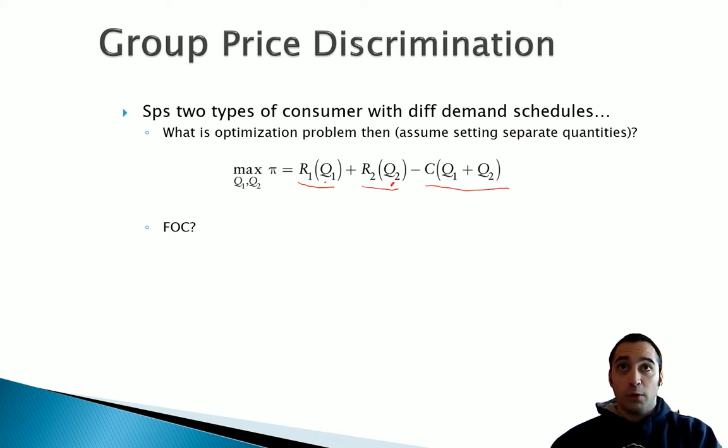Well, hopefully you'll note that the derivative with respect to Q1 is just going to be marginal revenue with respect to good 1, minus the marginal cost associated with group 1, and this will be 0. Moving on to the second FOC, for the second variable, you'll note that MR2 equals MC2. So really, although this seems obvious now, it's a little profound. If you're trying to group price discriminate, all you need to do is charge such that your marginal revenue equals marginal cost in both markets.